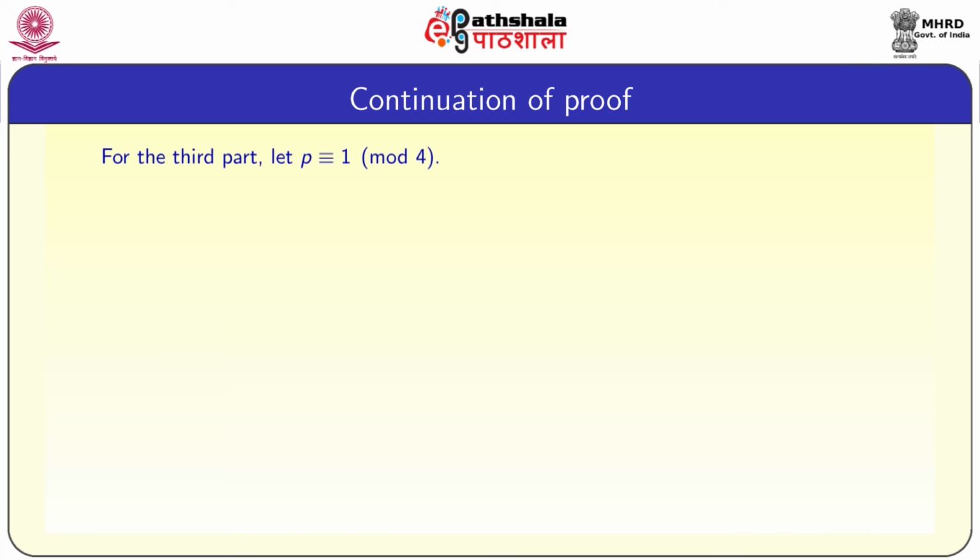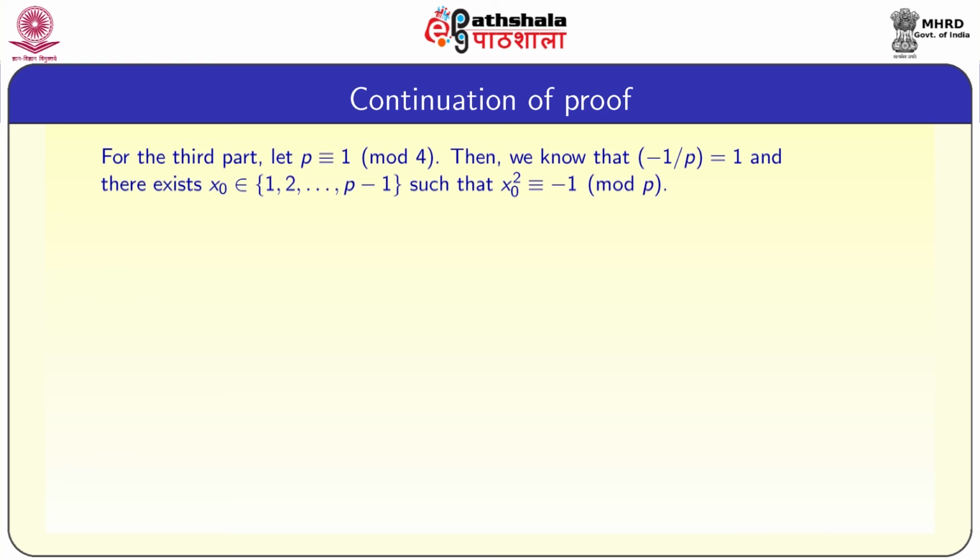So, now we are going to prove the third part, that is, if p is congruent to 1 mod 4, then we know that minus 1 is a quadratic residue modulo p, that is, (minus 1 by p) is equal to 1. That is equivalent to saying that there exists an x naught belonging to {1, 2, 3, up to p minus 1} such that x naught square is congruent to minus 1 modulo p.